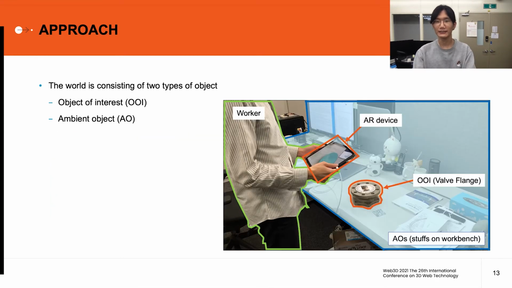Firstly, we conceptualize the world by two things. Those are the object of interest and the ambient object. The object of interest, shortly OOI, is a target that users work on, and the ambient object, shortly AO, is an object except for the OOI. Additionally, we assumed that OOI have frequent movement and that AOs are always static.